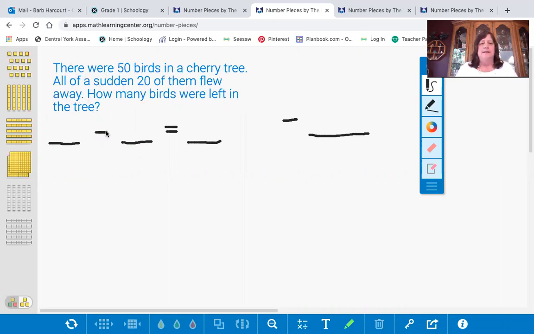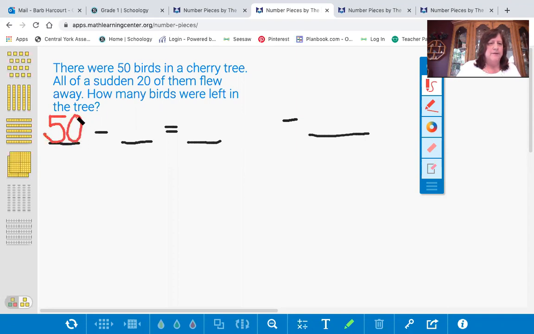Our first sentence, it's a subtraction problem. We want our greater number first. We see that which is greater, 50 or 20? There were 50 birds to start. That's the greater number. So let's subtract. Let's add 50 down here. Oh, let's do it in red so you can see it a little bit better. So we're starting with 50 birds.